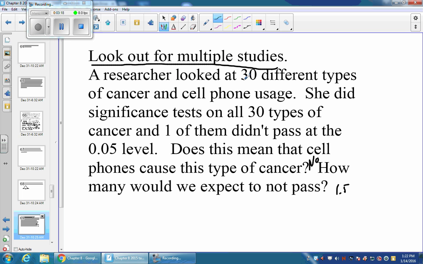Here, we also have to look out for running multiple tests. A researcher looked at 30 different types of cancer and cell phone usage. She did significance tests on all 30 types of cancer and found that one passed at the 0.05 level. Does this mean that cell phones cause this type of cancer? We should say no. How many would we expect to pass? Well, if you do 30 different tests, all at a 0.05 level, 5% of the time you're going to reject the null hypothesis. So if you multiply that, that's 1.5. So if you do 30 tests, you'd expect about 1.5 of them to come back statistically significant, even if they aren't.